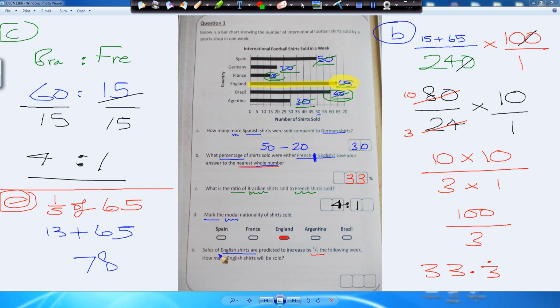Let's read the question again quickly. Sales of English shirts are predicted to increase by 1/5. So the increase is the adding bit, and the 1/5 was over here. The following week, that was the original value, that's the increased value, and then we are done. Put the answer in here, and that's the end of that question. Hopefully, folks, this helps you with your preparation for the class.